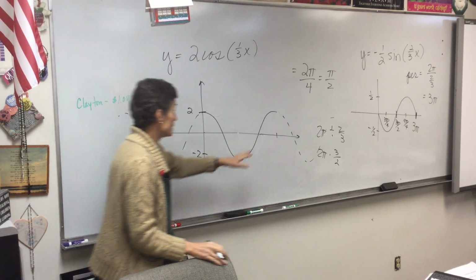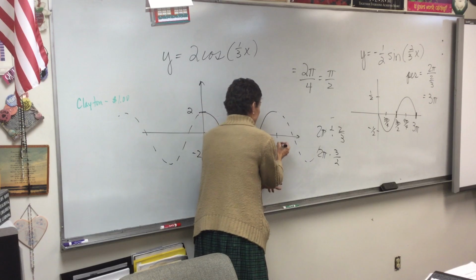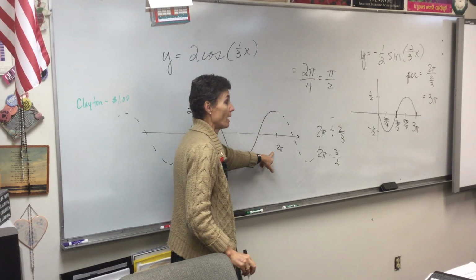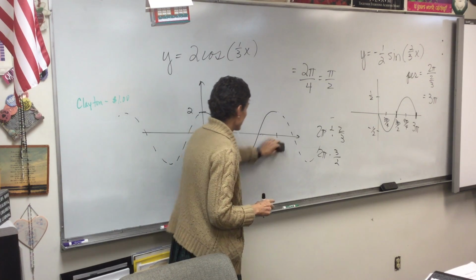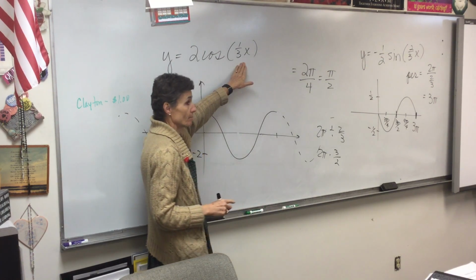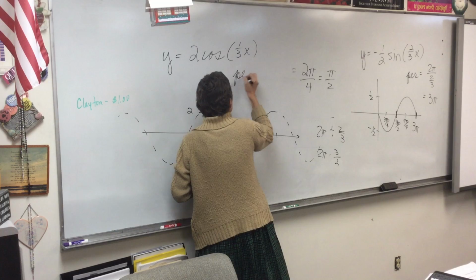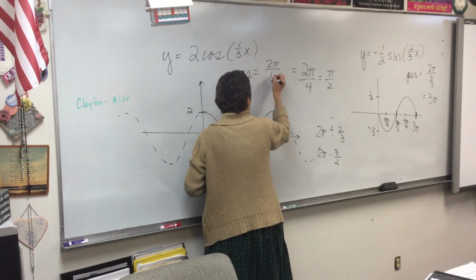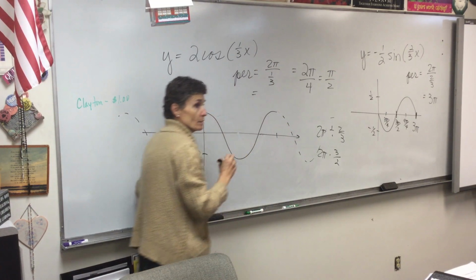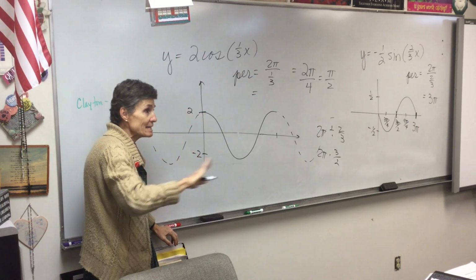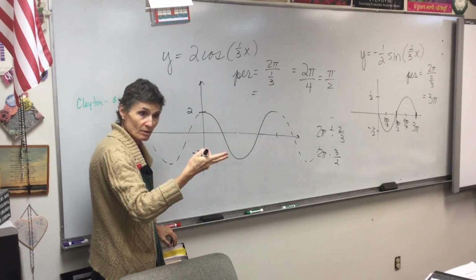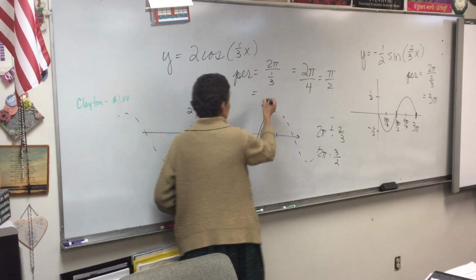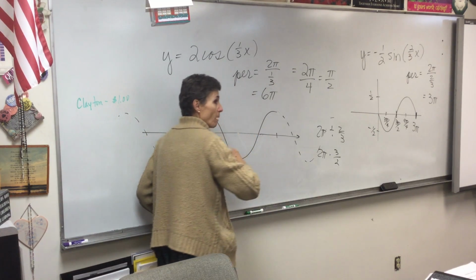My period should be 2 pi. This label right here should be 2 pi. That's what it should be. But I've changed it. What have I done to it? I divided it by 1/3. Dividing by 1/3 is the same as multiplying by 3, so my period is actually 6 pi.